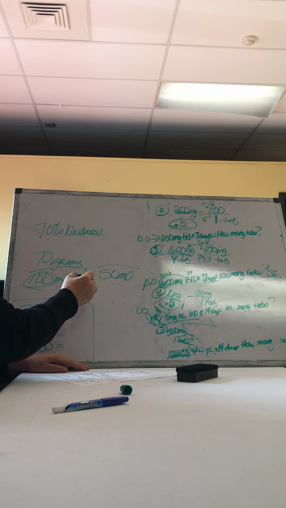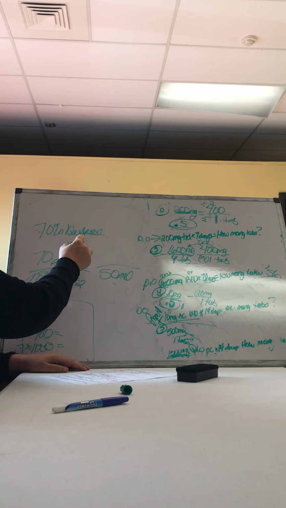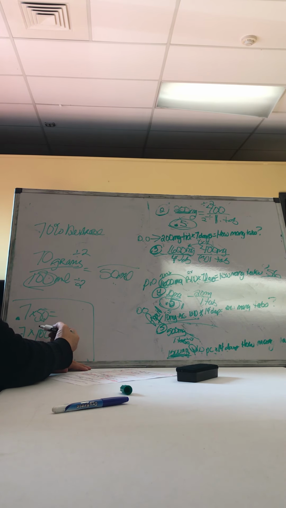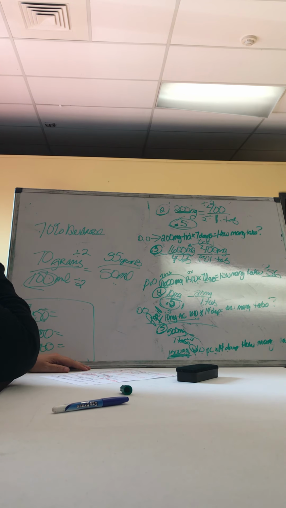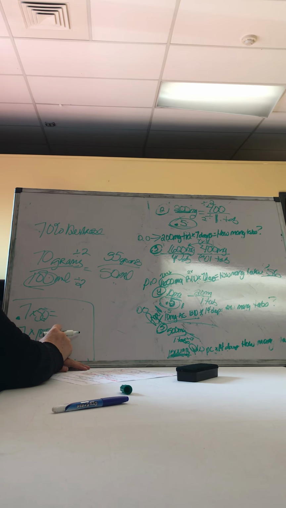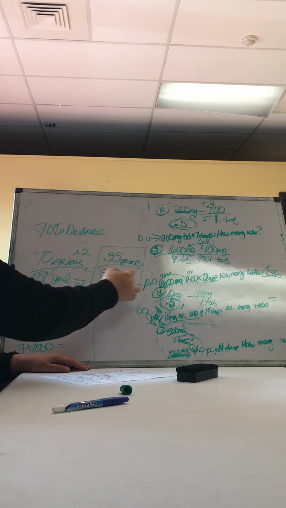So we got that, we divided by 2, right? To get 50, we got 70 divided by 2. And so what is our grams over here? 3.5. Nope. 7. 70 divided by 2 is 35. 35 grams. So that is the order.